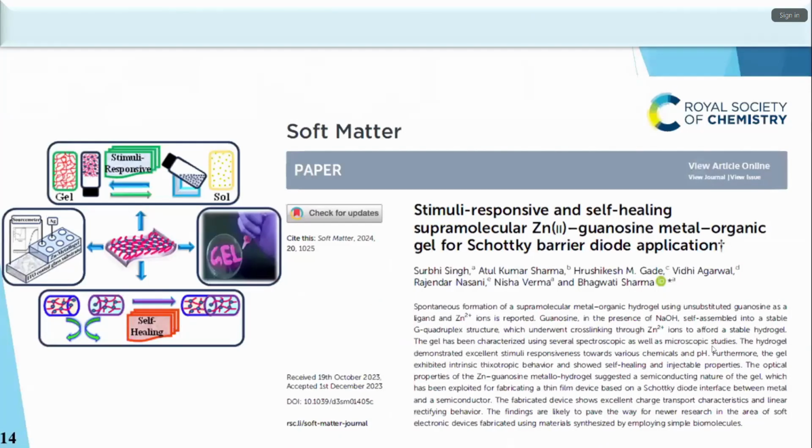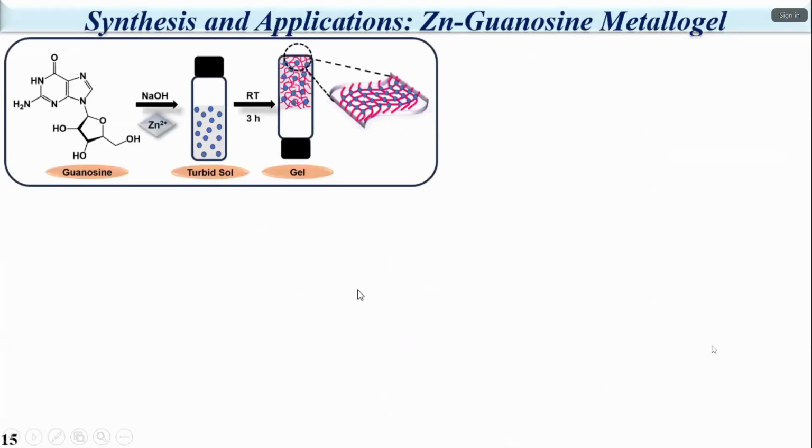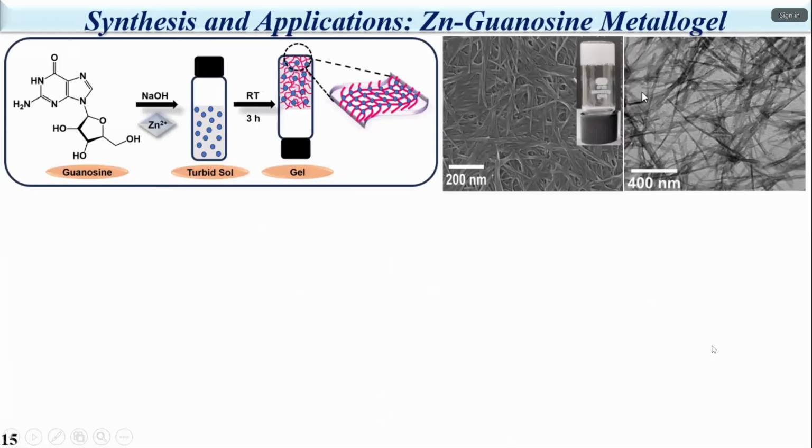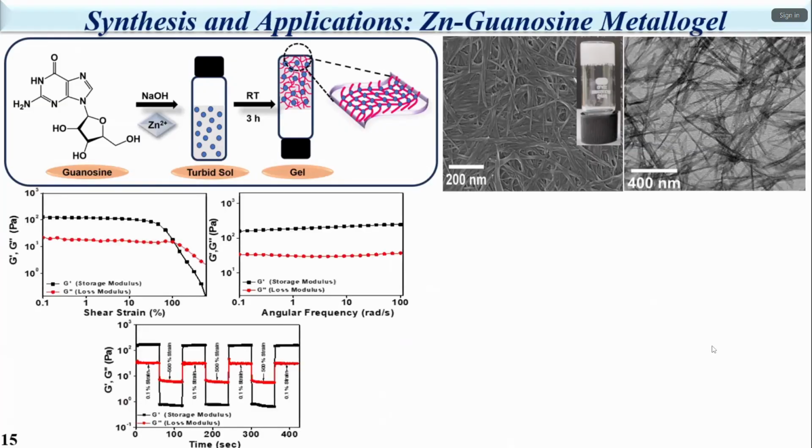Here is some other work in which we synthesized a stimuli-responsive and self-healing supramolecular zinc guanosine metal-organic gel for Schottky barrier diode application. Here is the basic schematic of this guanosine and zinc-based metal gel. Here is the fibrous morphology of this metallogel, which shows that this is a 3D entangled network, and it also shows the porosity of this metallogel.